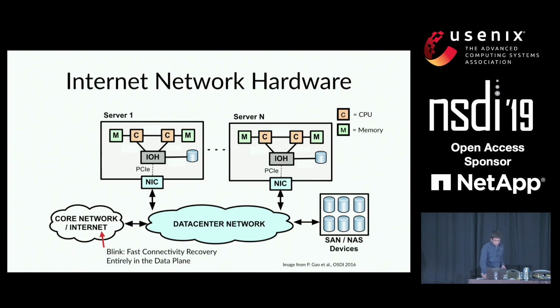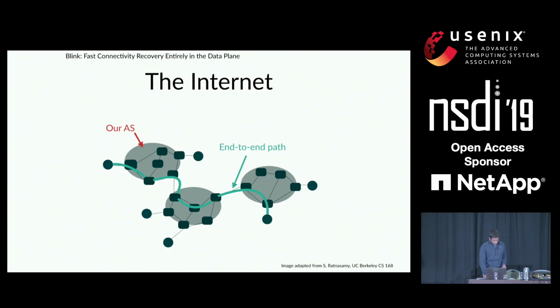OK, so now let's move on to discussing modern network hardware in the public internet with this paper Blink, which is from people at ETH. Remember that the internet is structured as a series of independent autonomous systems, or ASs. So let's say that we are the AS on the left, and packets on an end-to-end path traverse our network before we hand them off to another network for further forwarding.